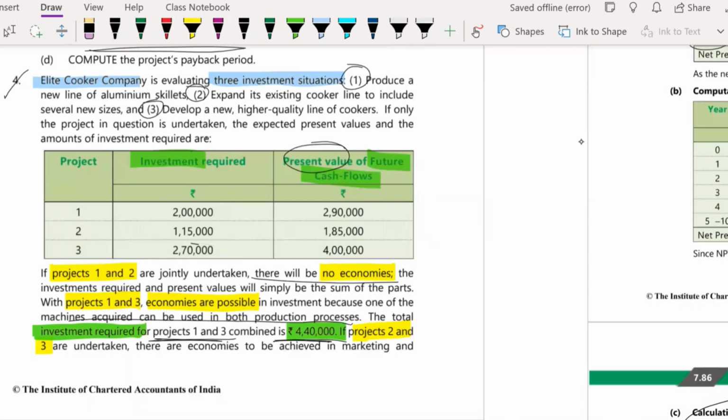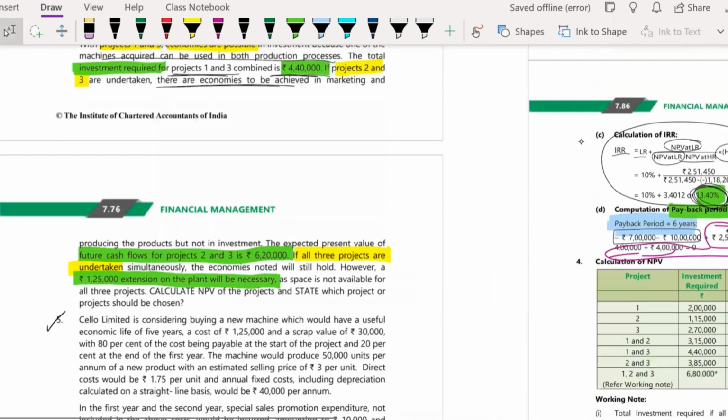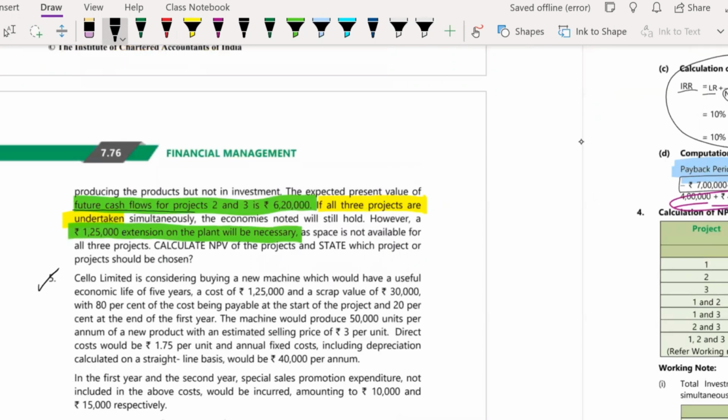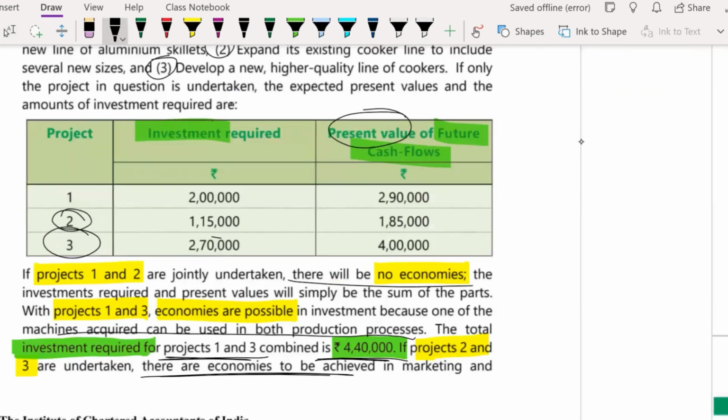Then if you undertake project 2 and 3, then also economies are possible. Here, the future cash flows of project 2 and 3 is 6,20,000. Separately, this is 4 lakh and this is 1,85,000, which is a sum of 5,85,000 only. But if you take both up together, you will get an inflow of around 6.2 lakh rupees, which is higher than your normal inflow. So that is one benefit.